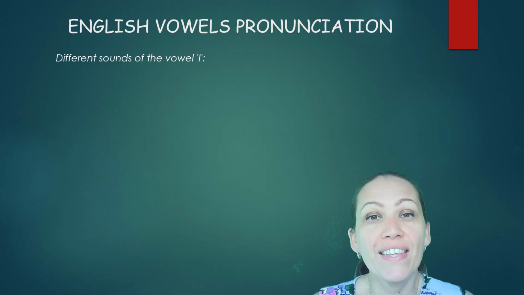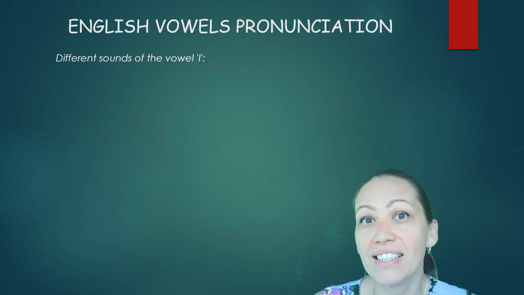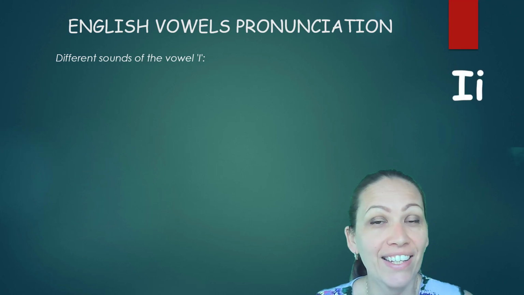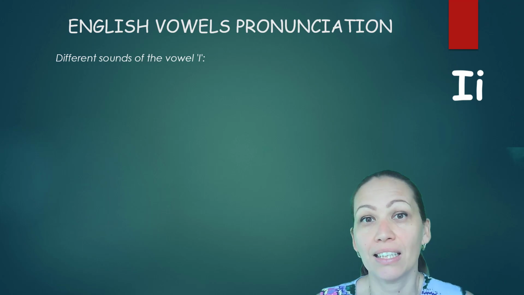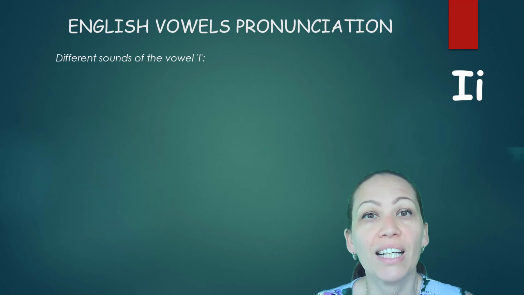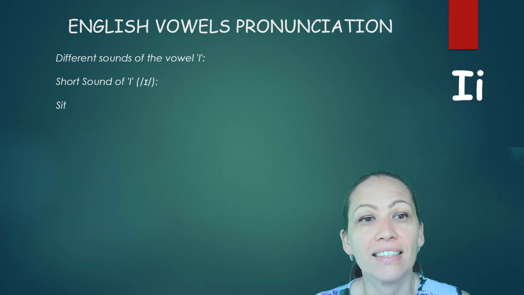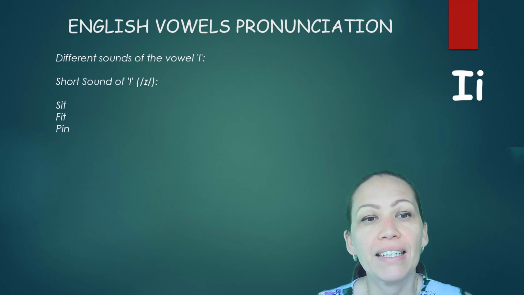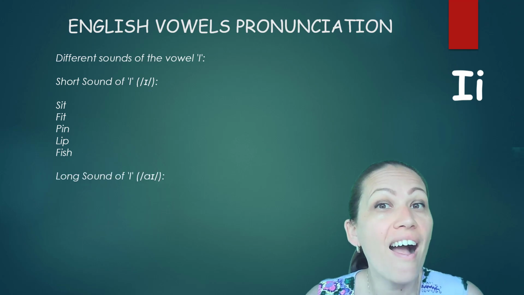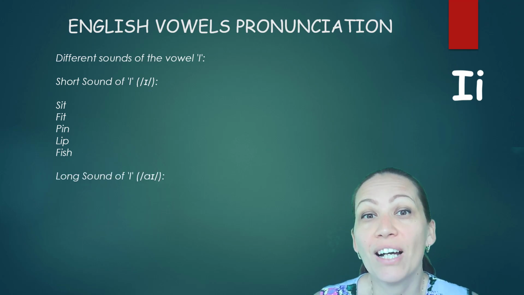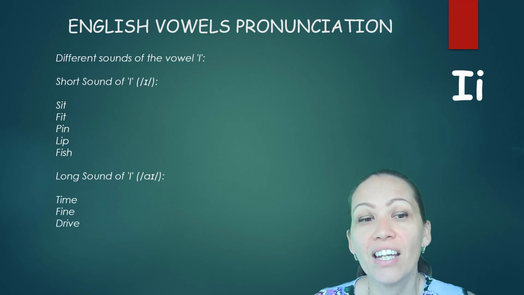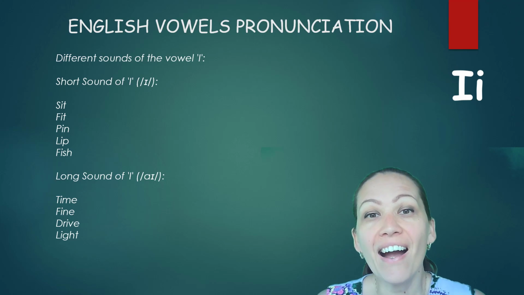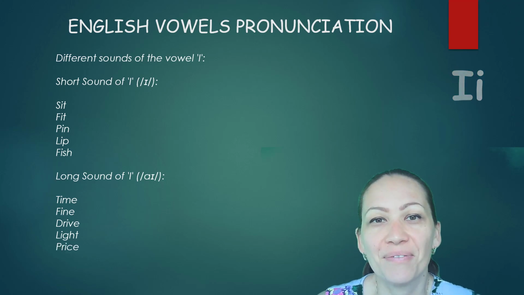Let's move on, and the next vowel we're going to look at today is the vowel I. If the vowel I is used in closed syllables, it makes the short sound, like sit, fit, pin, lip, fish. However, the vowel I can make a long sound I, like in time, fine, drive, light, or price.